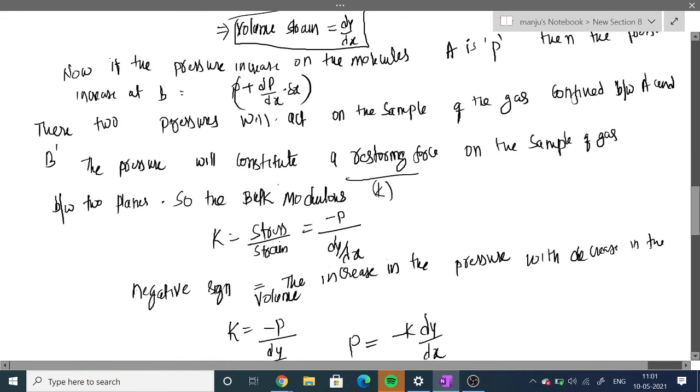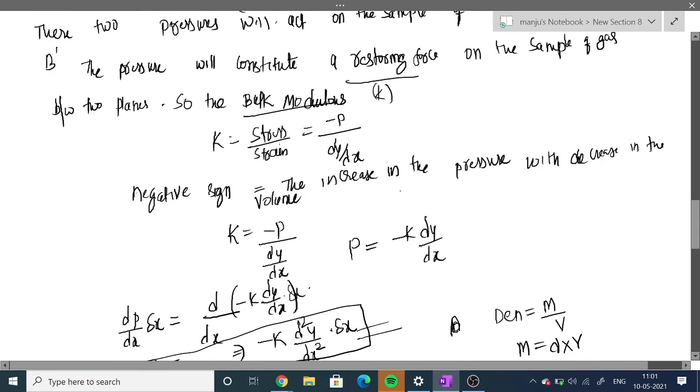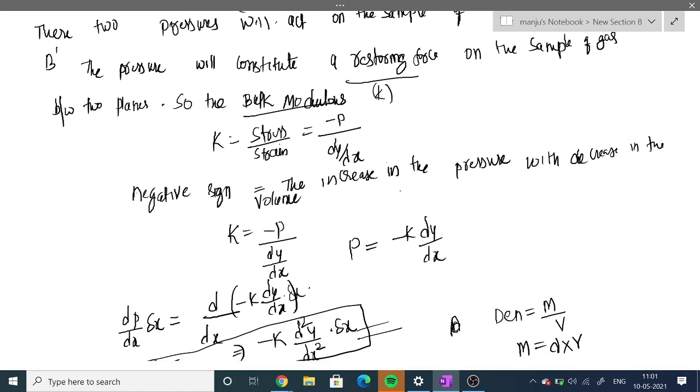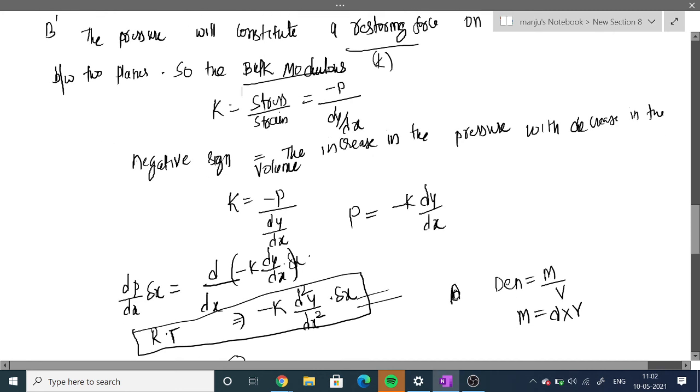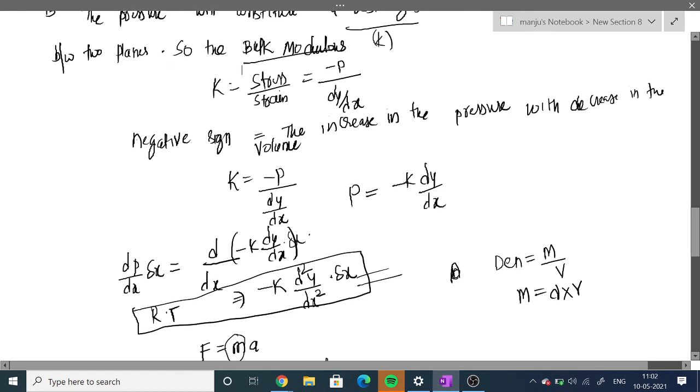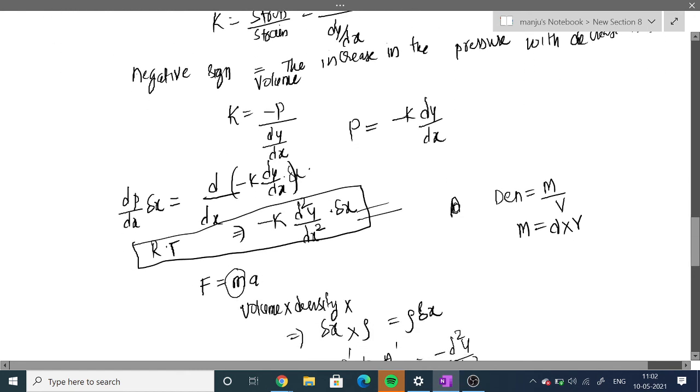To find it out, we have to determine the bulk modulus. The bulk modulus K is equal to stress by strain, which is minus P divided by dy by dx. The negative sign is because an increase in pressure comes with a decrease in volume. On cross multiplying, P is equal to minus K dy by dx. The restoring force is dP by dx into delta x, and substituting, we get that the restoring force is equal to minus K d square y by dx square into delta x.